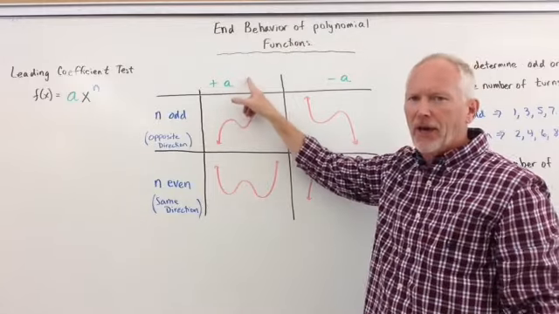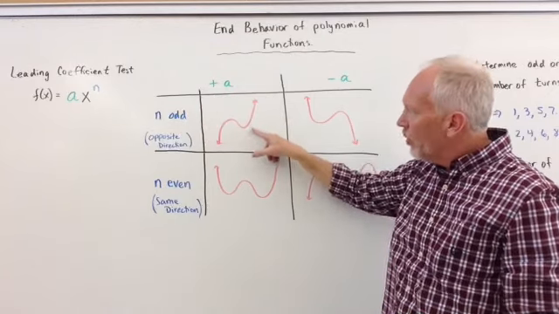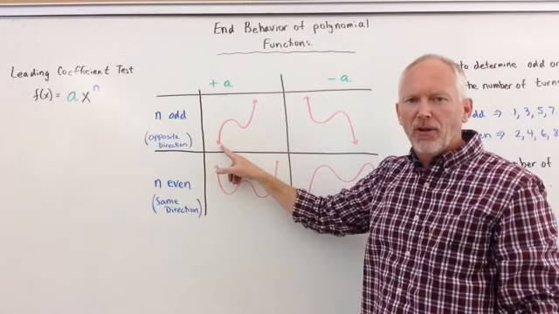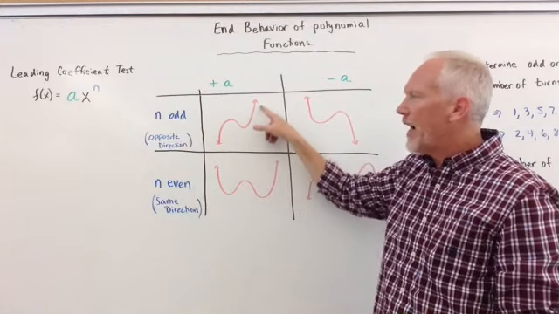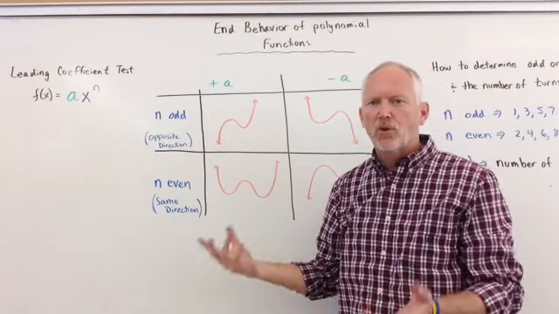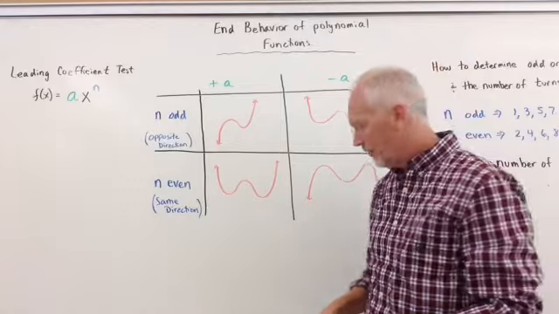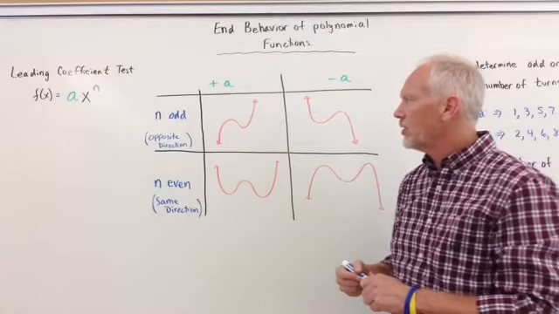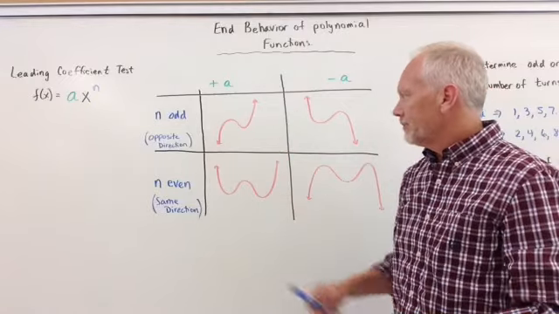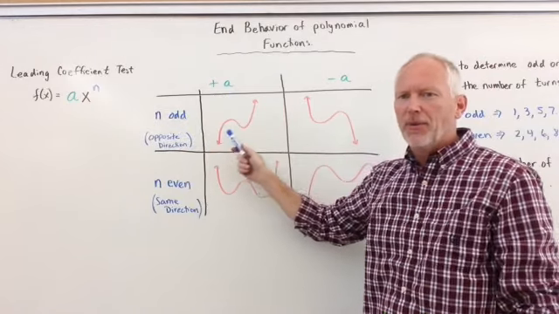If it's a positive a, that leading coefficient, then it will be positive on the right-hand side and negative on the left-hand side. This is what we call rises right and lowers left or drops left. Okay, so we rise right or we fall left. You might see it that way in some books, where we rise right and we fall left. If that's odd, again, we go in opposite directions.